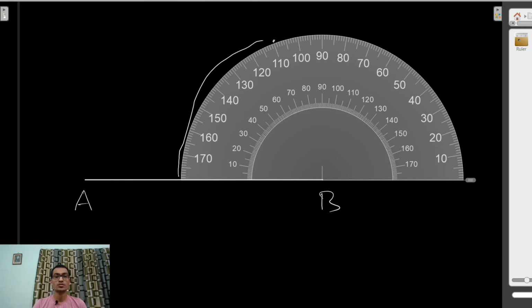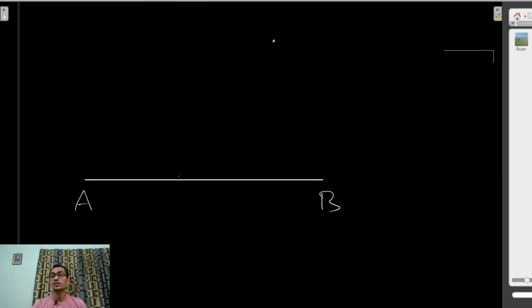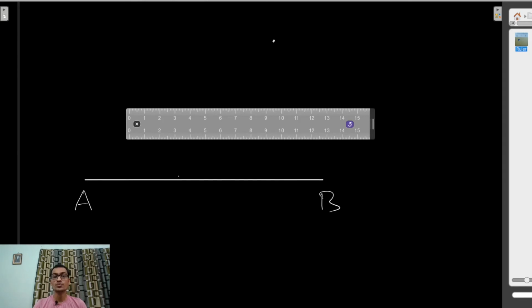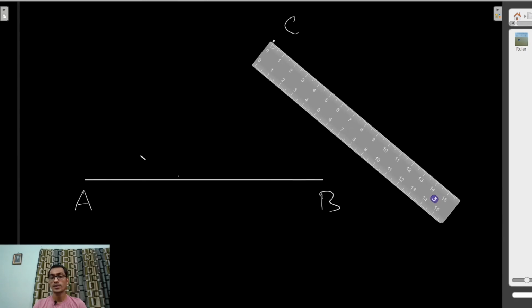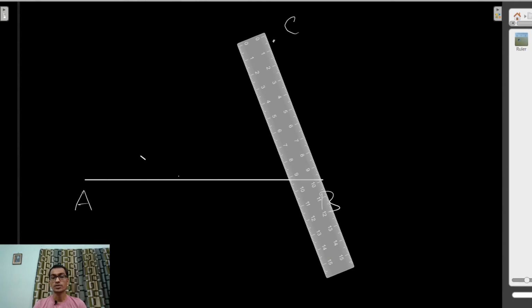We now join the point with the point B. Let us remove the protractor and take the ruler to join these two points. Let us name it C. Now we are going to join the points B and C.